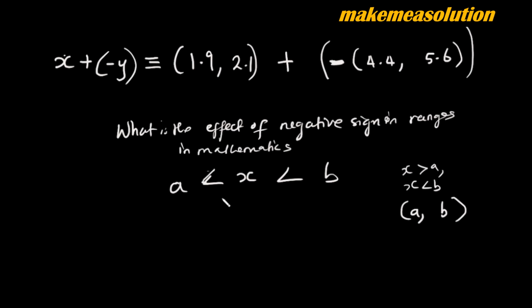So this is what happens when a negative sign interacts with a range. Assuming you multiply through by -1, what happens? What is the effect of -1 on the direction of the inequality? It reverses the inequality, right? So multiply through by -1, multiply through by -1. So multiplying through by -1, I have negative a is greater than negative x. Is that okay? Then greater than negative b.